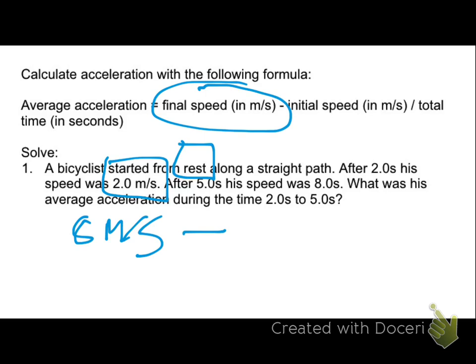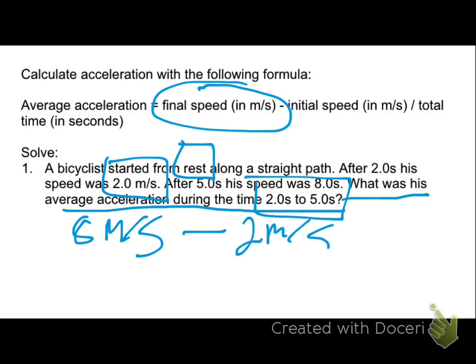So to answer which one of these we're going to use as our initial velocity, we have to look at the last line. What was his acceleration during the time from 2 to 5 seconds? So that means our initial velocity is going to be the one at 2 seconds. So how fast were we traveling at 2 seconds?